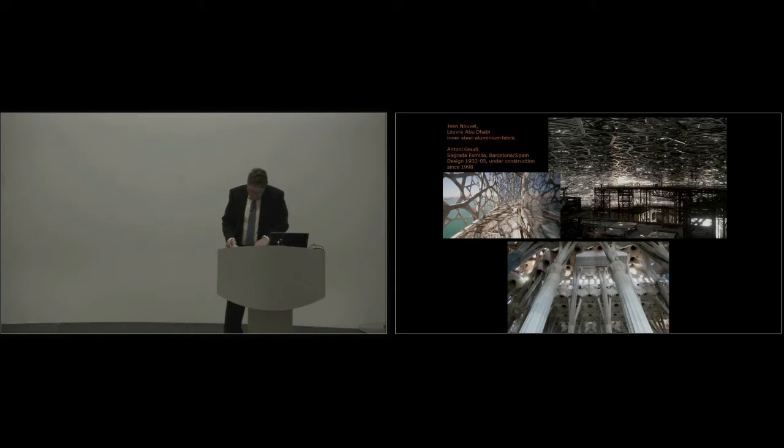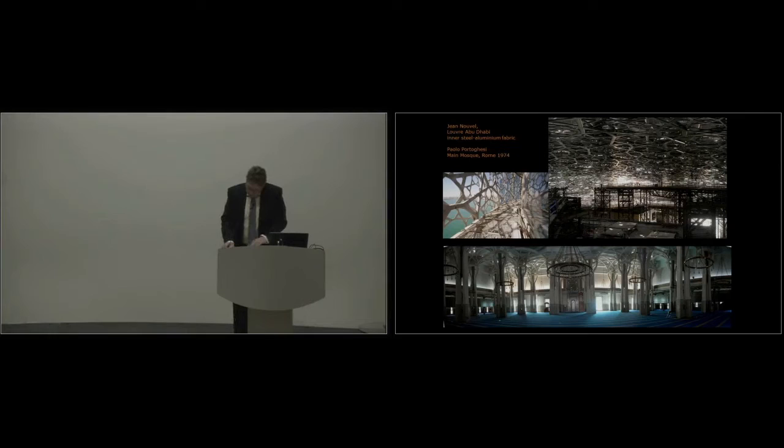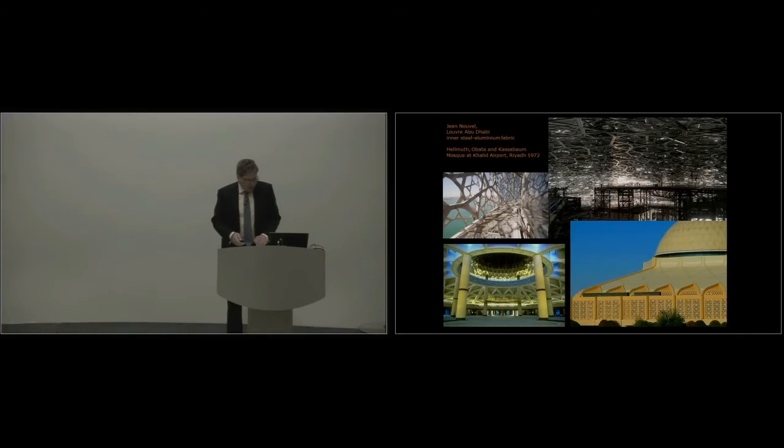The illusion of a modern Orientalism through forms such as these was first utilized by Paolo Portoghesi in 1974 in his central mosque in Rome. Built shortly thereafter, the mosque alongside the Khalid Airport in Riyadh by Helmut Obata and Kassabaum also displayed similar features. So you can see here these different notions of Orientalism in postmodern architecture.